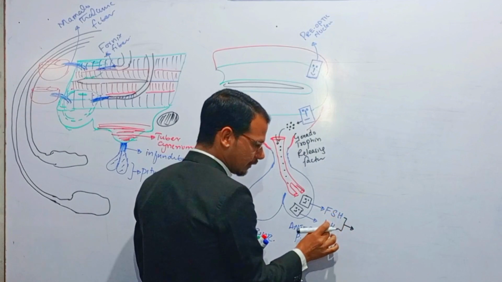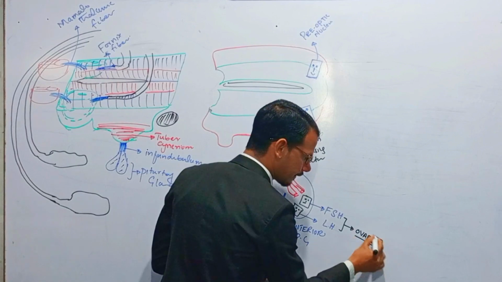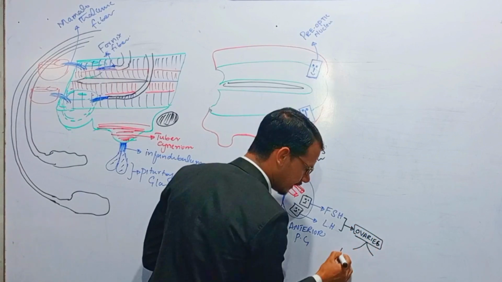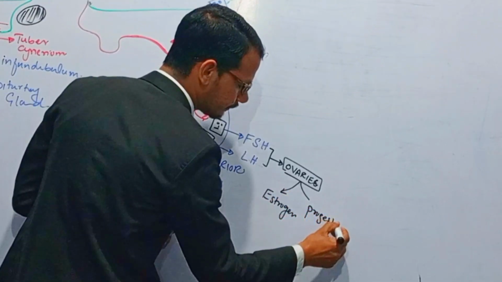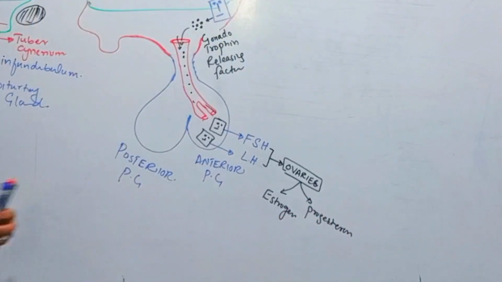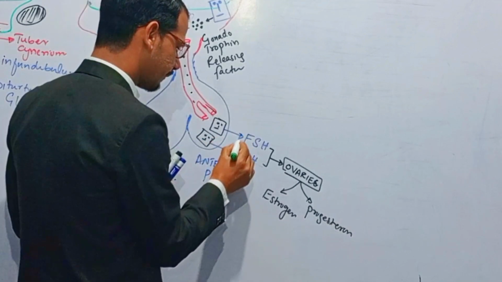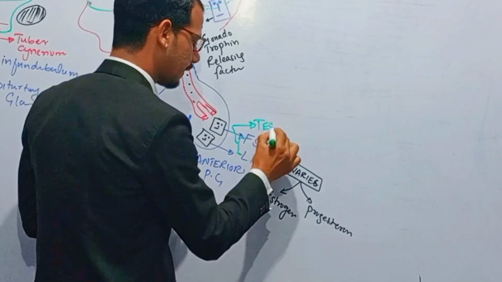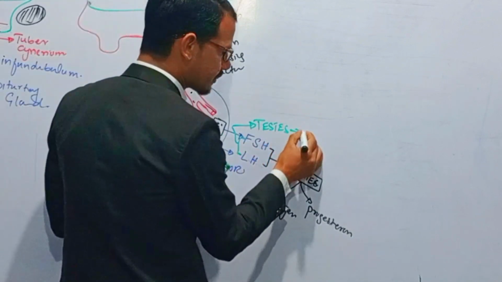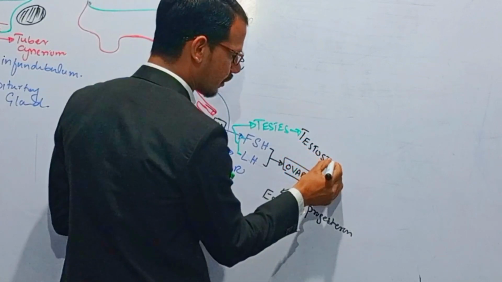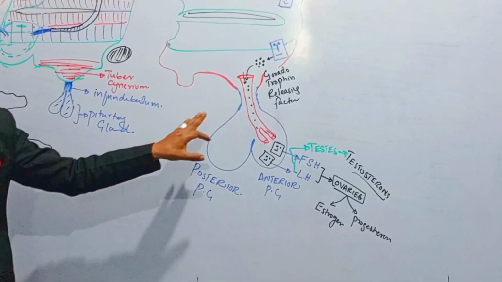Follicle stimulating hormone and luteinizing hormone act on the ovaries in females, and from the ovaries they secrete estrogen and progesterone, right? In males, these two hormones act on the testes and produce testosterone, right? This is some repetition from yesterday, right?